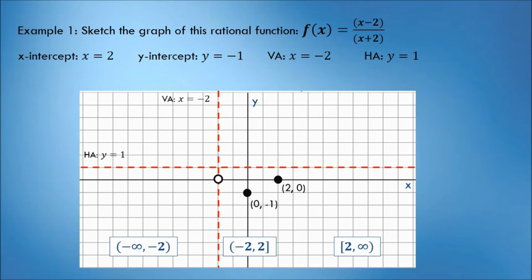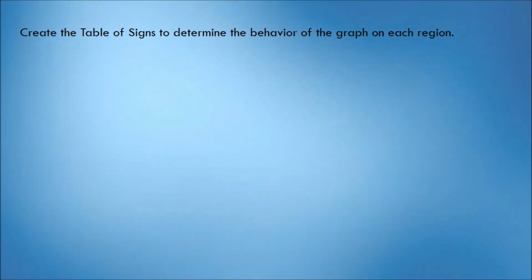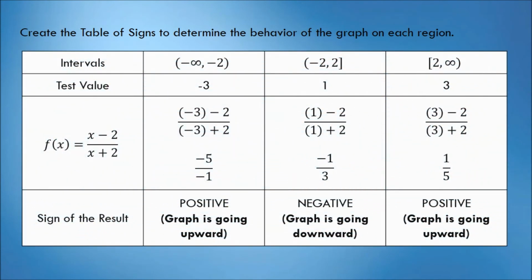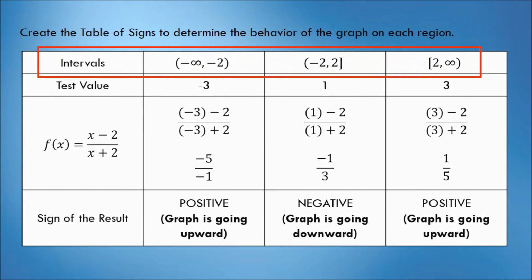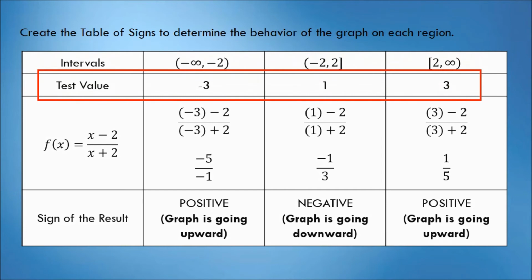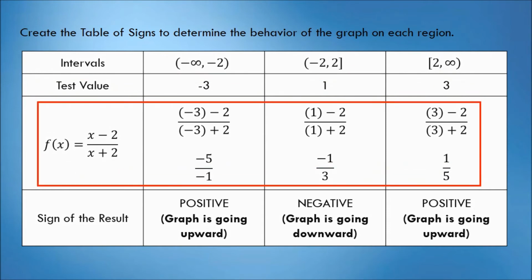What we need now is the sketch of the graph. Let's construct the table of signs to determine the behavior of the graph on each region. The table of signs should look like this. The first row is for the intervals of domain on each region. The second row is for the test value, which is included on each interval. The third row is for the substitution of test values to the given function. This is to determine the sign of the results, because the sign of the results will determine the behavior of the graph on each region.